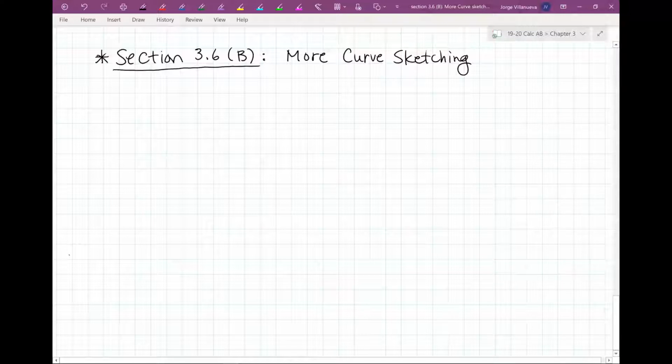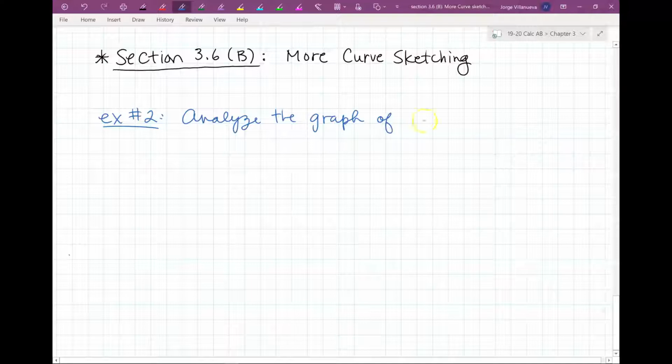And like I said, I've been trying to do some challenging problems. That way, when you guys see some of the more challenging ones in your book, you'll know how to handle them. Let me show you this example here. So this will be example number 2, and we're going to analyze the graph of f of x equal to x over the square root of x squared plus 2.